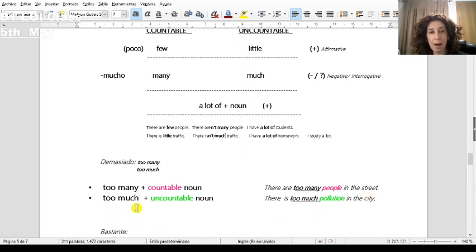Or too much plus uncountable noun, seguido de un sustantivo incontable. There is, siempre singular porque es incontable, there is too much pollution in the street. Hay demasiada contaminación en la calle. Entonces, para exagerar, enfatizar la cantidad, too much or too many.